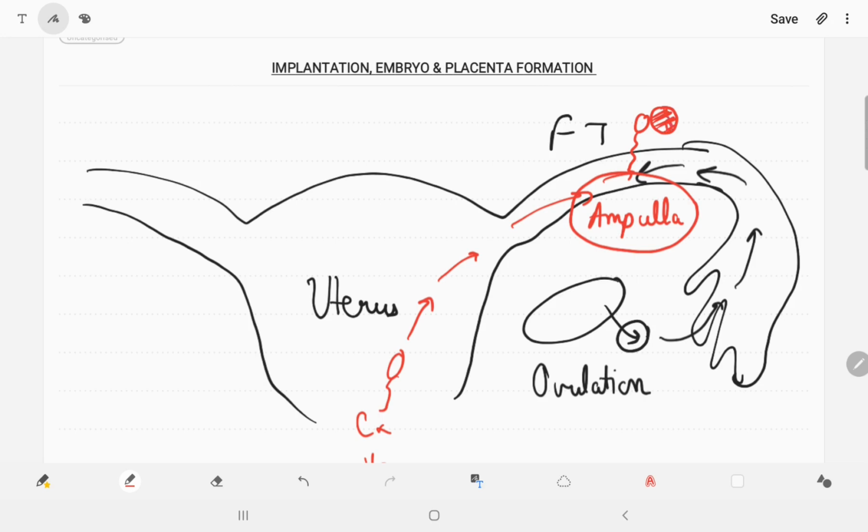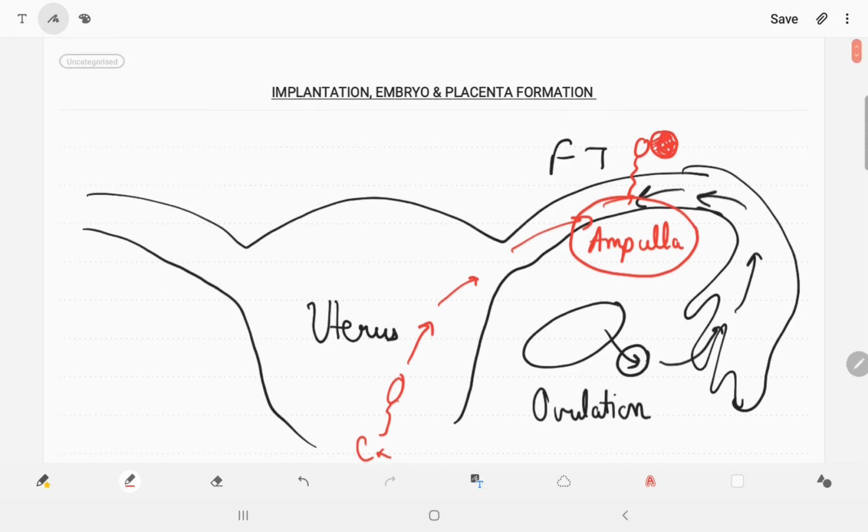Now, another point that I want you to remember is that this egg is a secondary oocyte. Okay, and the sperm which is fertilizing this egg is a mature sperm. So, the egg isn't matured. It will be matured after getting fertilized. So, this is a point which you can remember. The male gamete is mature when it is fertilizing, whereas the female gamete is still in the secondary oocyte form.